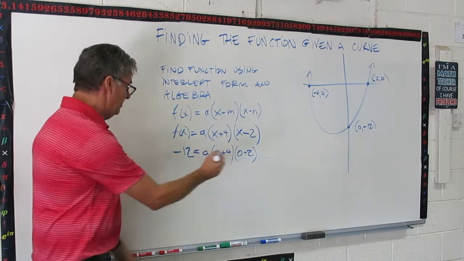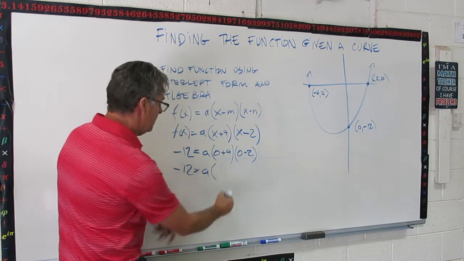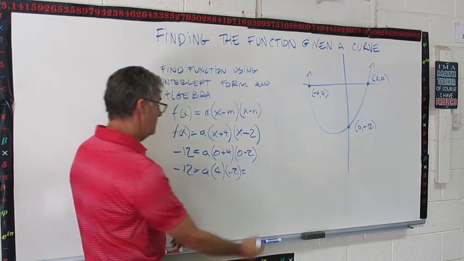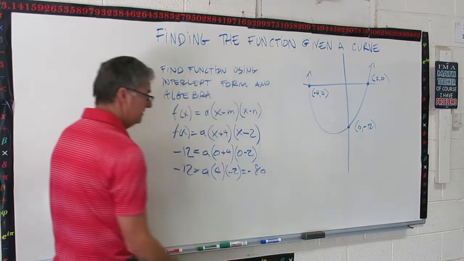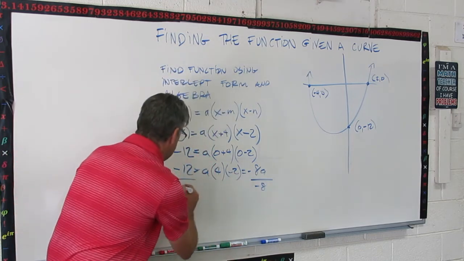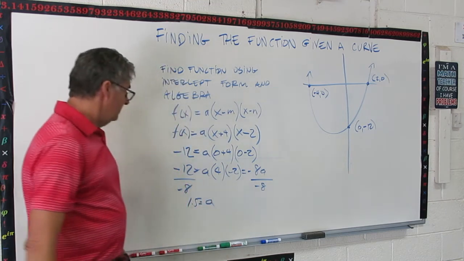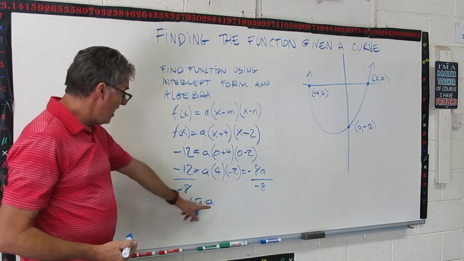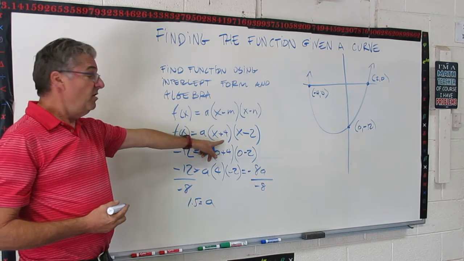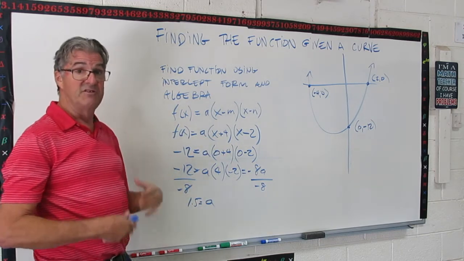So let's work this. Minus 12 equals a times, this becomes just 4 times minus 2, and that's going to become negative 8a. So we have minus 12 equals negative 8a. We're going to divide through by negative 8, and we're going to get 1.5 equals a. Okay, so that's good. Now we know our a. Now we can plug our a back into this form and solve it to put it into standard form. So go ahead and pause the video and do that if you haven't done that already.